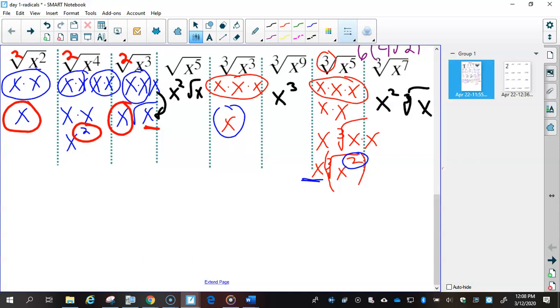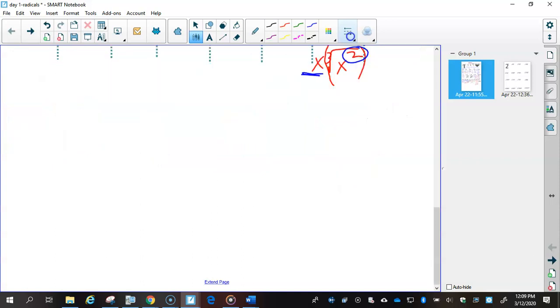So your three answers should have been x squared times the square root of x, x cubed, and x squared times the cube root of x. So remember that you have to put that cube root, or put the 3 like right outside of the root. Questions on those? On the back.